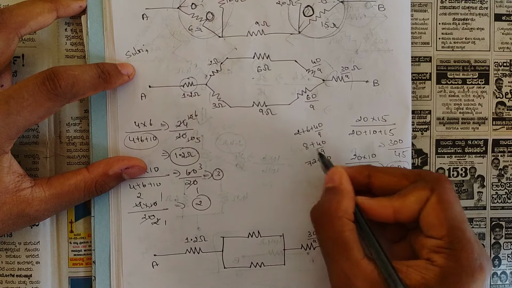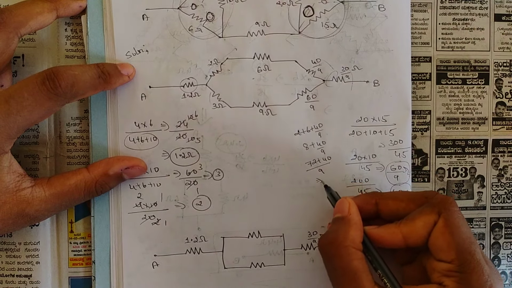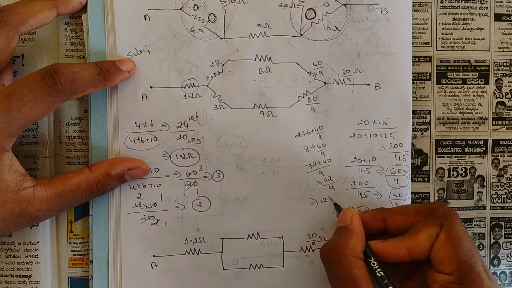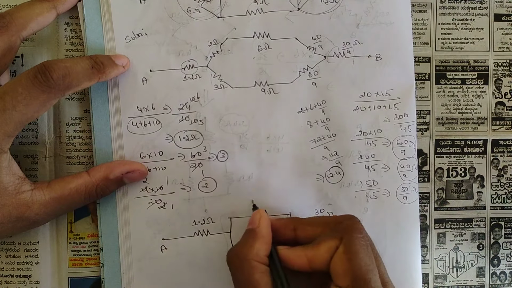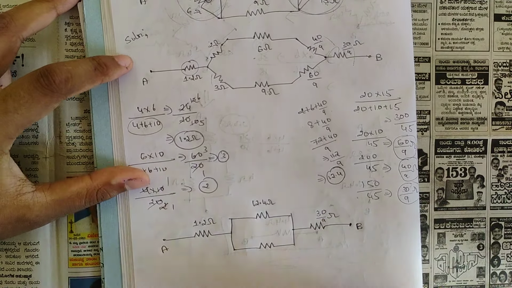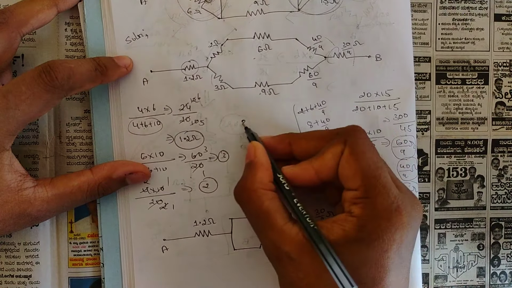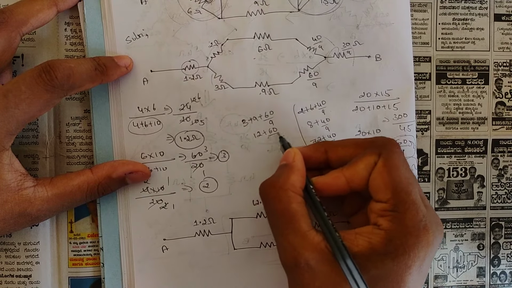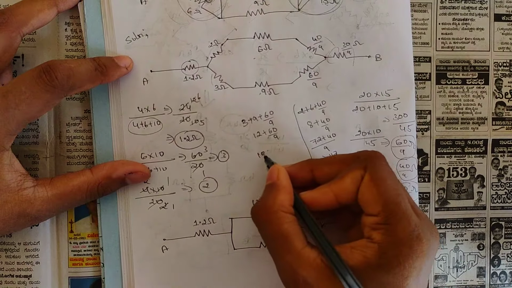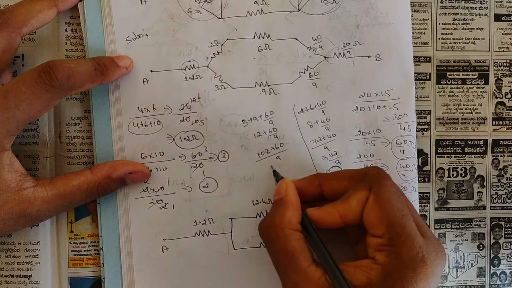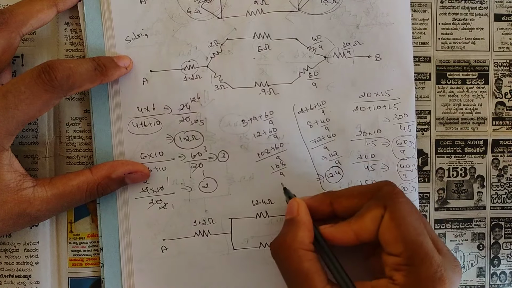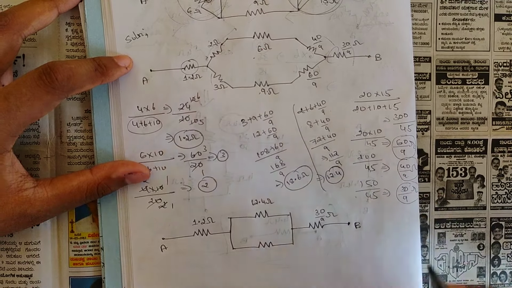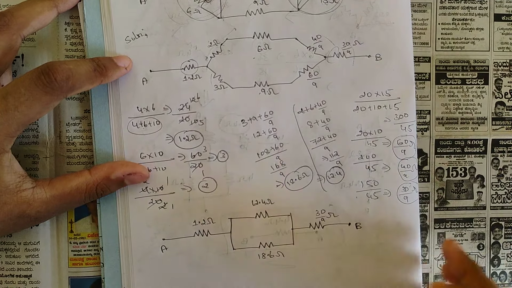72 plus 40, 8 nines are 72, right? 40 by 9, 112 by 9. If we calculate, we would be getting around 12.4 ohms. So here we have 12.4 ohms. Similarly, these three, that is 3 plus 9 plus 60 by 9. 9 plus 3 is 12 plus 60 by 9. 12 nines are 108 plus 60, whole divided by 9. 168 by 9, right? 168 by 9 is around 18.6 ohms. You can check it in the calculator. So this is 18.6 ohms.